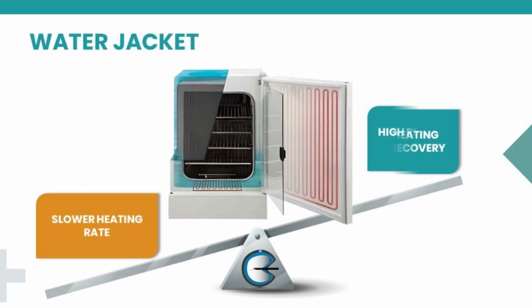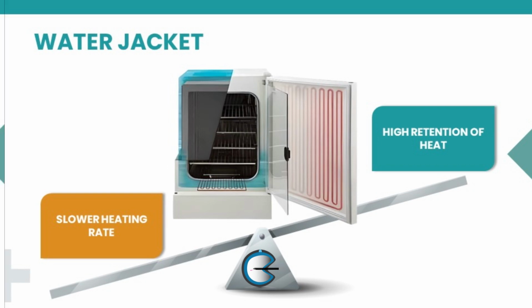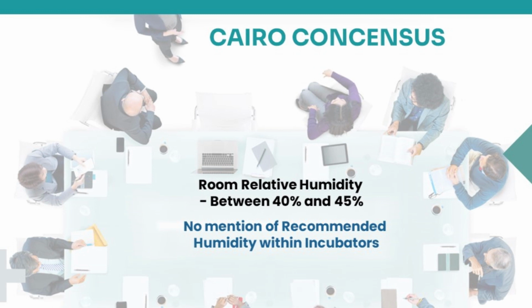Water jacket system, there is a surrounding chamber filled with water that acts as a thermal buffer. It is almost like a double boiler. Water jacket systems offer more stable and even temperature control with fewer temperature fluctuations. They are often preferred for applications which are very sensitive to temperature, typically like embryology and IVF. A quick discussion on humidity.